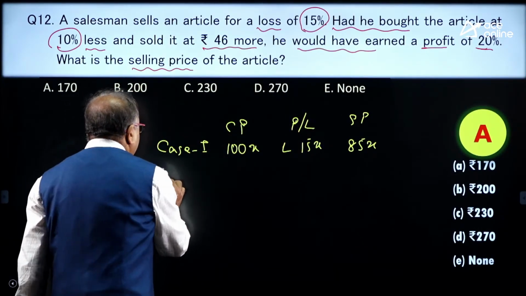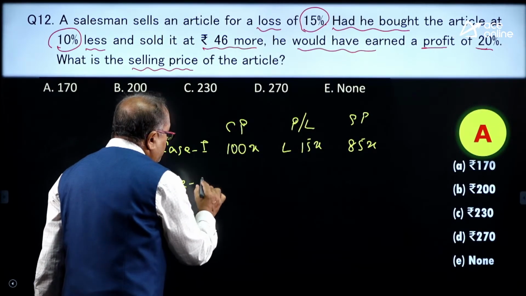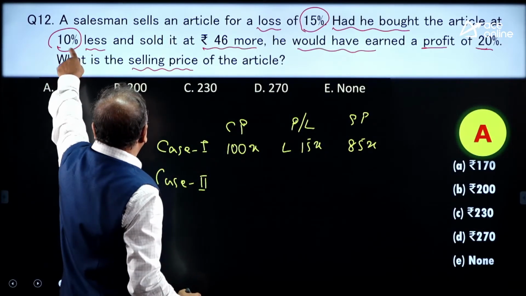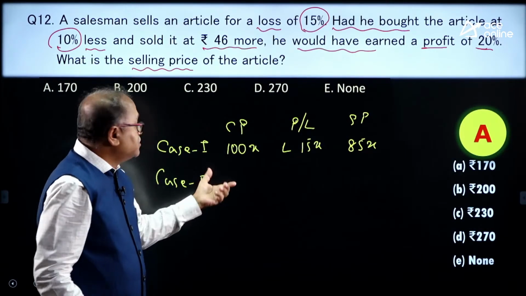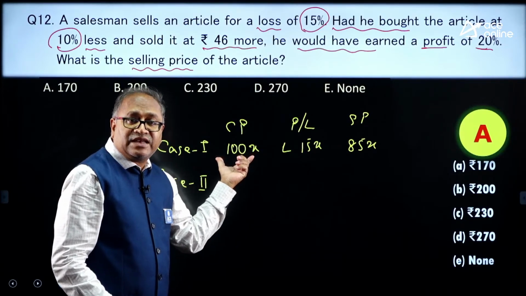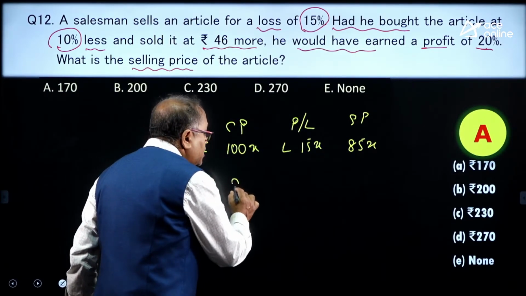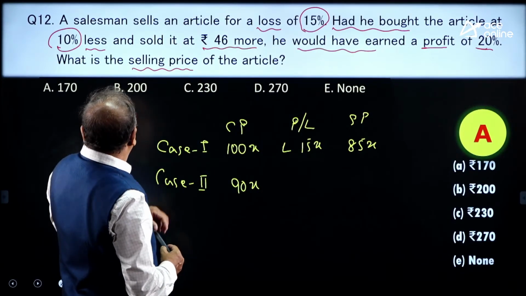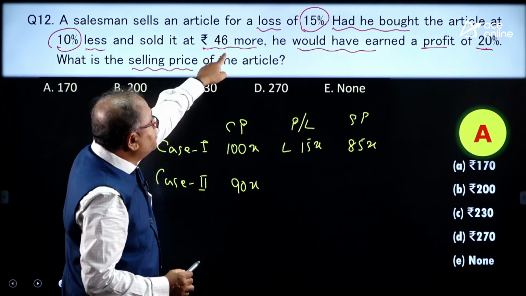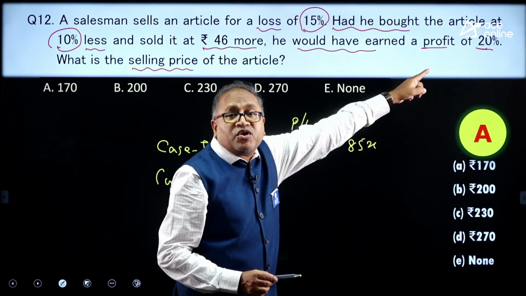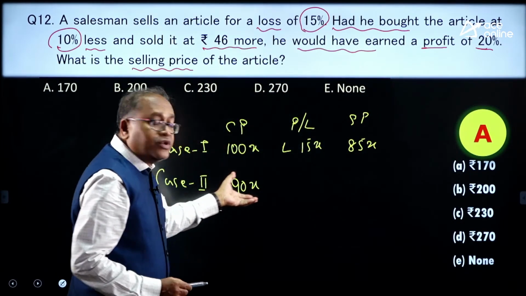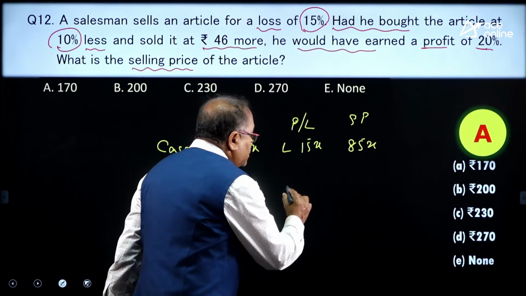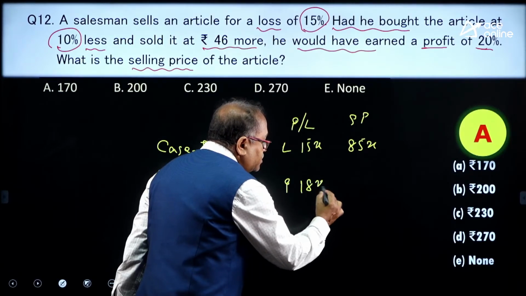Case 2. So, what happens? There is some change. If he had purchased for 10% less, 10% of 100x is 10x less. That means the new cost price is 90x, and sold at 46 rupees more, he would have made a profit of 20%. What is 20% of 90x? 18x. So, that is the profit, 18x.